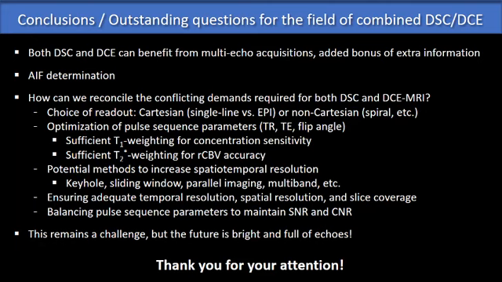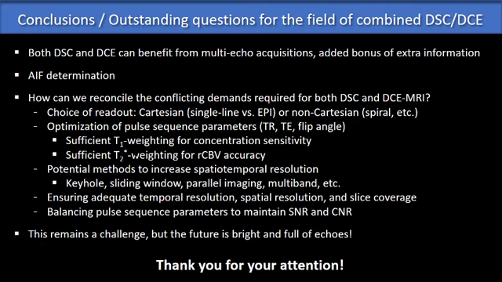The really big question that remains is how do we reconcile those conflicting demands? So what readout do we want to use? Cartesian, non-Cartesian, mostly I talked about single line versus EPI, but we can start thinking about doing spirals, distributed spirals, some really unique readouts. How are we going to optimize our pulse sequence parameters? So TR, TE, I didn't talk a lot about flip angle, but that's another one that we may want to optimize. And we really need to make sure we get enough T1 weighting for concentration sensitivity, and then also enough T2 star weighting for rCBV accuracy. So that's going to be a tough trade-off, but we're working on it.